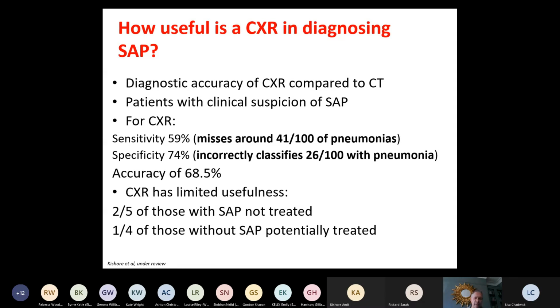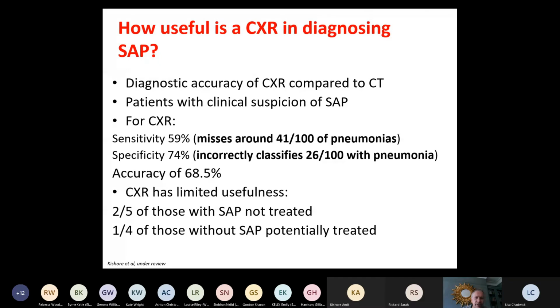And what we found was that the sensitivity of chest X-ray was not even 60%. And again, you'll recall this means that it misses around 40 people out of 100 that have actually got SAP compared to a pulmonary CT scan. The specificity was also poor. And again, the specificity being that low means that it incorrectly classifies 26 people out of 100 as having pneumonia, which would mean that they would potentially have a course of antibiotics when they didn't need it.